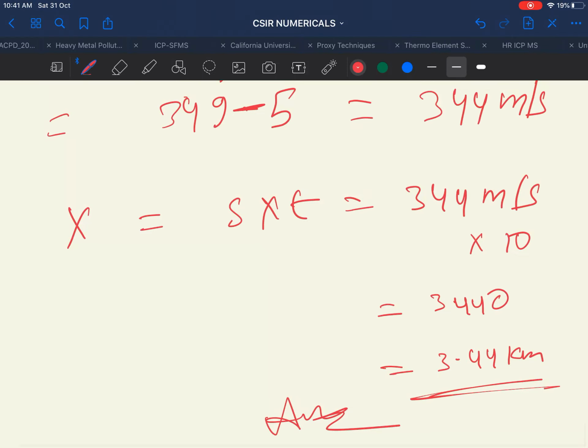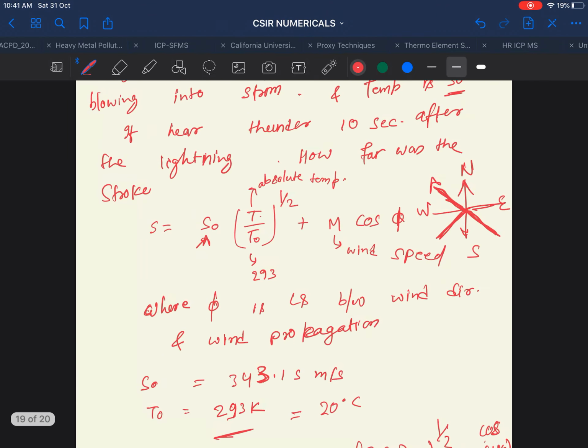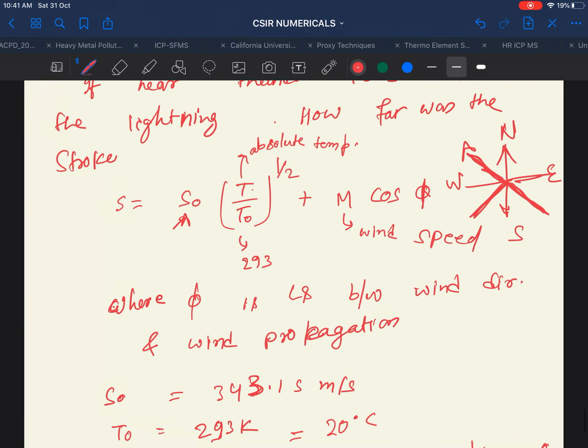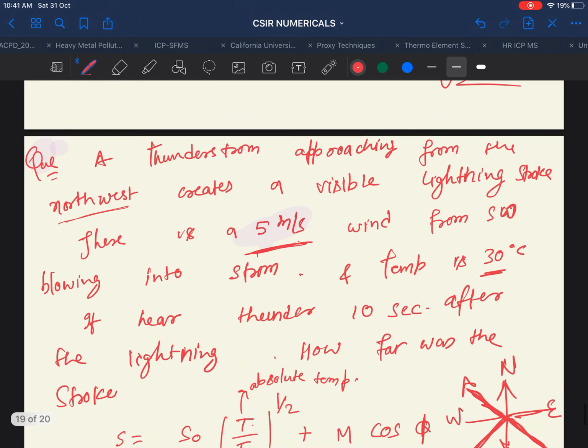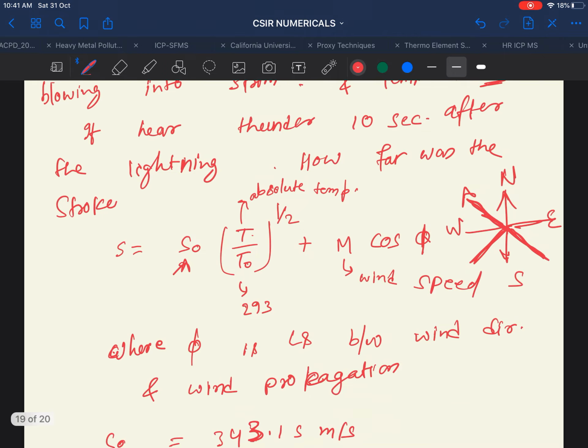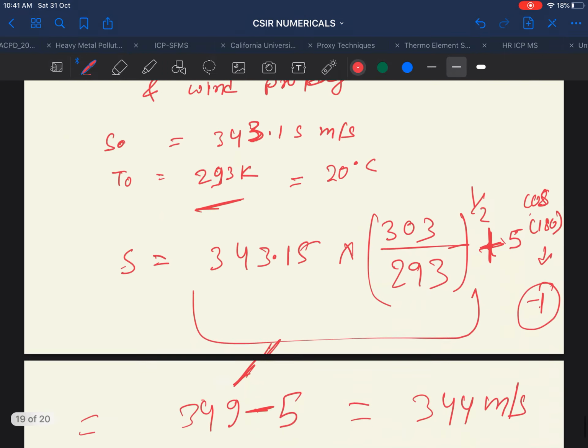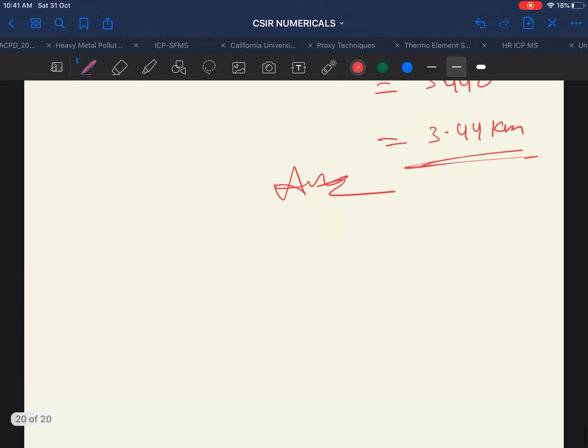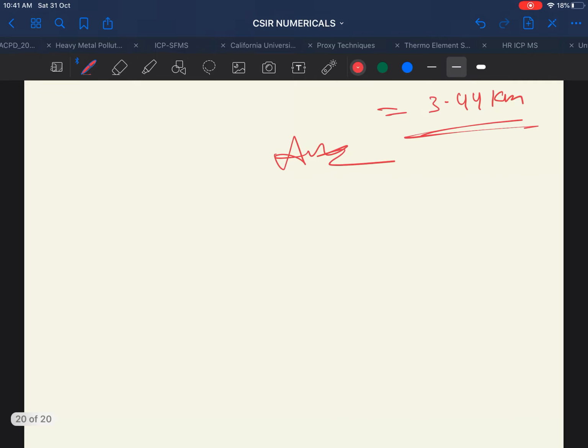Is this clear? Is this clear to you or not? This is a difficult one. Okay, so this is the question, this is the formula, and everything is easy. It's really easy, right? Now let's solve the next question, one more question.